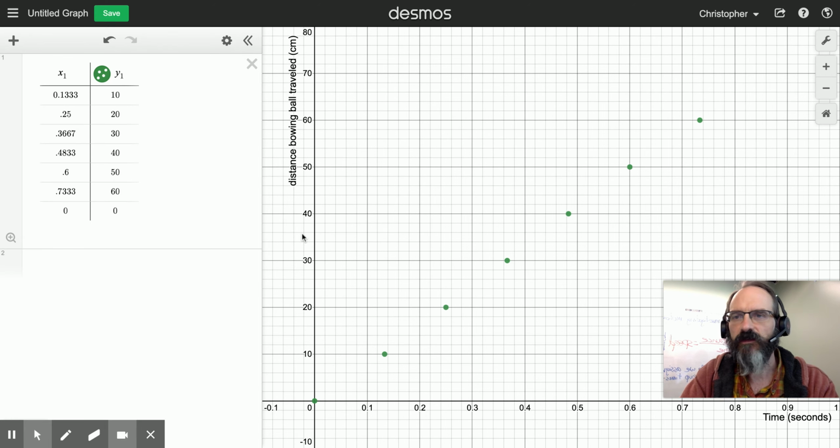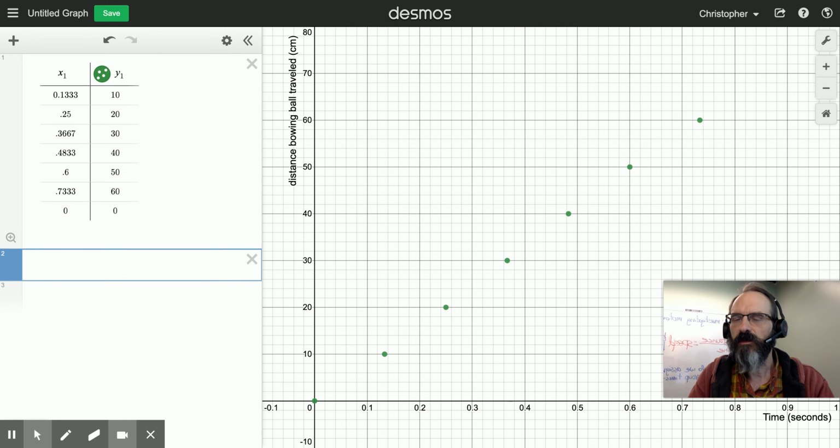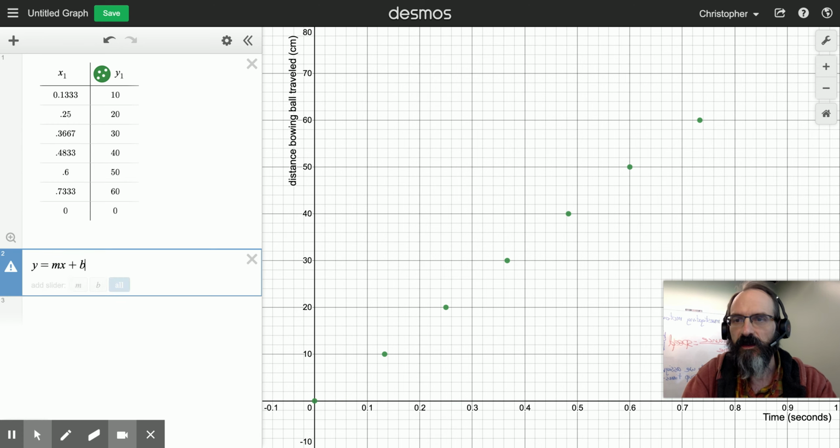We're going to try using sliders this time. So click on the number 2 down below our data table there. Now, remember our linear equation. This looks like a straight line to me, roughly at least. So I'm going to propose we remember our linear equation, y equals mx plus b. That's exactly what we're going to type, y equals mx plus b.